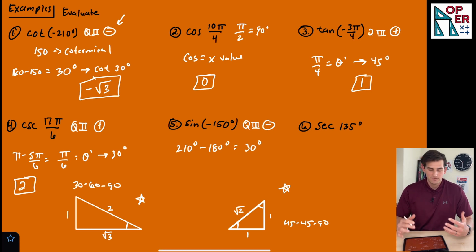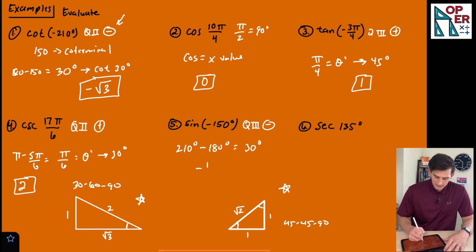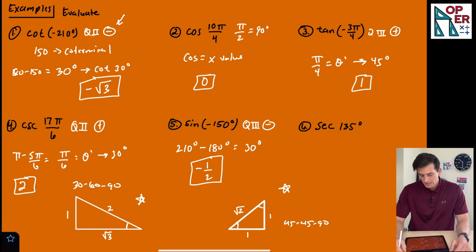So now let's think about sine of 30. We can look at our 30, 60, 90 triangle at the bottom left here. Sine of 30 would be opposite over hypotenuse. So in this case, it would be 1/2. And we need to make sure it's negative, so negative 1/2 would be our evaluation. And lastly, number 6, secant of 135.